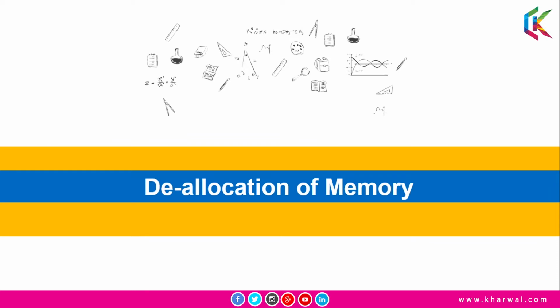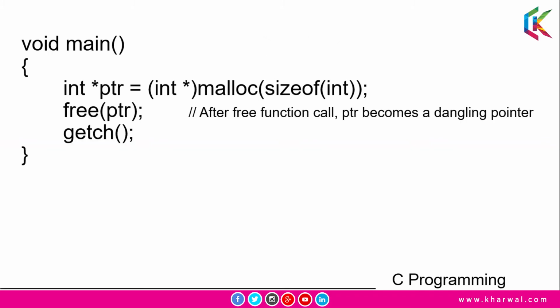Guys, if we deallocate the memory pointed to by pointer ptr, then a dangling pointer problem arises. Now let's take an example of it. I have declared an integer pointer ptr and I am allocating memory to this pointer by using the malloc function. In the next statement I am using the free function to free the memory. After that, this ptr pointer becomes a dangling pointer.